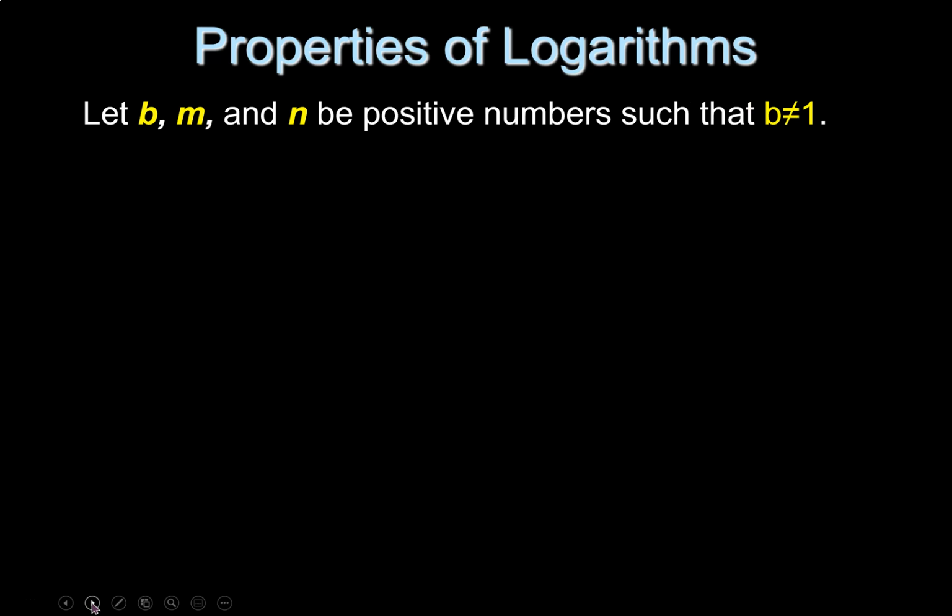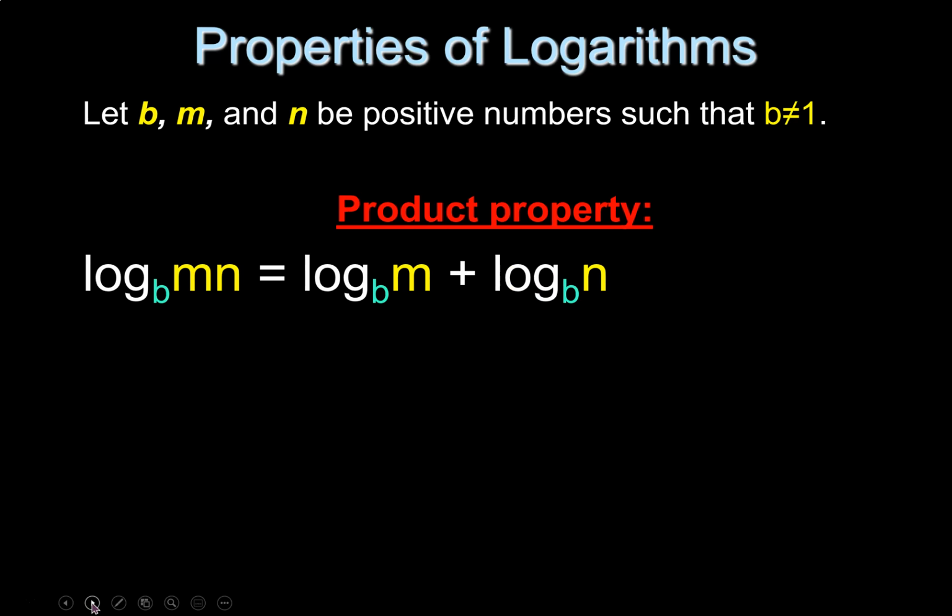Let b, m, and n be positive numbers, such that b cannot be one. So the first property we're going to deal with will be the product. Product, you should be thinking about multiplication. If you look here, the m and the n are being multiplied. So we have log base b of m times n.